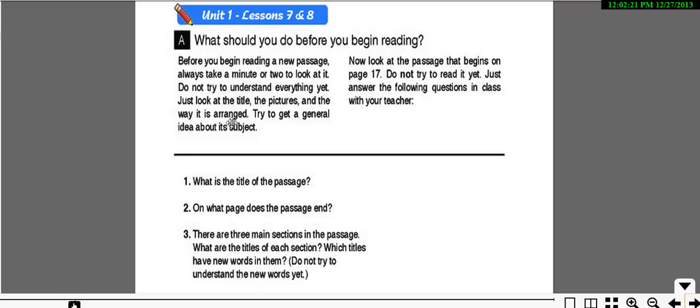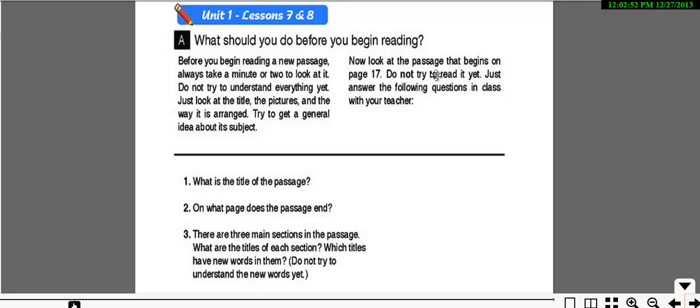For example, you got this paragraph. In this paragraph, there is a space in the middle, and there's a space under it. There is a title, which is the question, and then you got this little black box here. So this is how it's arranged. Try to get a general idea about its subject. For example, if we're reading this text, an idea can be gotten from the title, like what should you do before you begin reading.